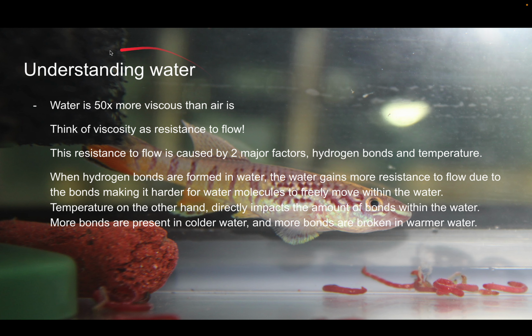So first, we need to understand water. Water is 50 times more viscous than air is. Think of viscosity as resistance to flow. The resistance to flow is caused by two major factors: hydrogen bonds and temperature. When hydrogen bonds are formed, the water gains more resistance to flow, due to the bonds making it harder for water molecules to freely move within the water. Temperature, on the other hand, directly impacts the amount of bonds within the water. More bonds are present in colder water, and more bonds are broken in warmer water.